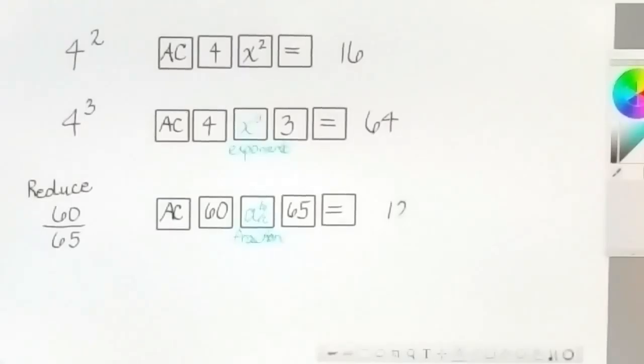And you should get something that looks like this. The calculator has reduced that fraction by 5 for you and gives you the fraction 12/13. So that fraction and this fraction are actually the same thing. So your answer is 12/13.